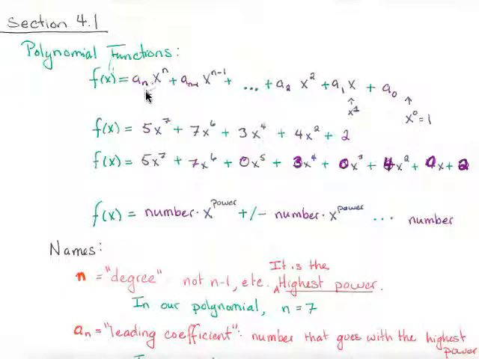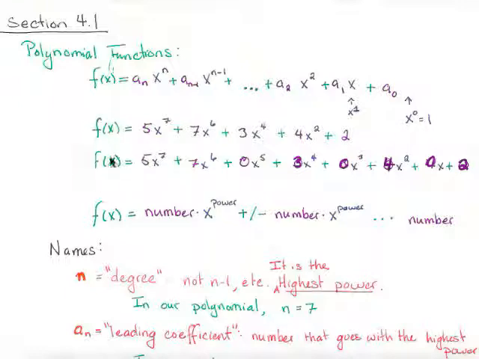Now, the reason we put these little subscripts, like a sub n, is just to say that this coefficient, a sub n, whatever it is, it goes with the x to the n. Over here, we have a sub n minus 1. That's just saying that this number goes with the x to the n minus 1. Same all the way down. A sub 2 goes with the x squared. A sub 1 goes with the x, or x to the 1.